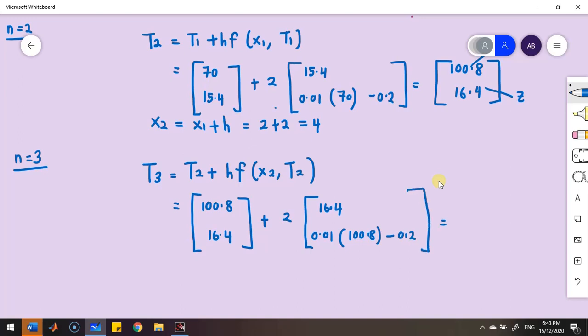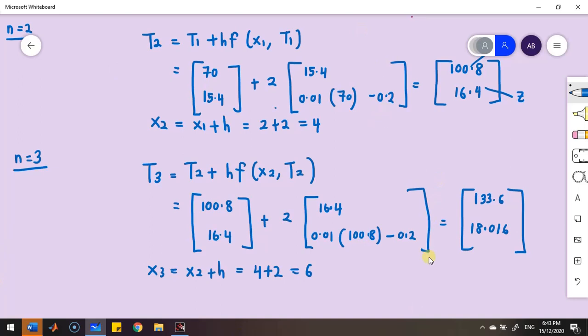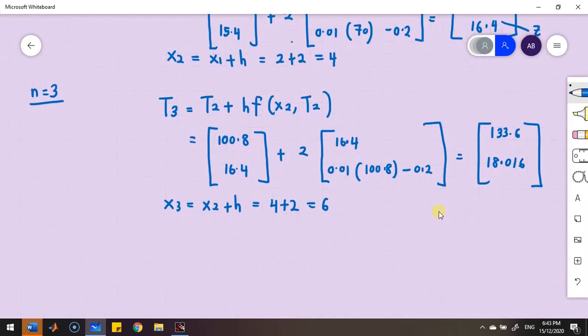Okay, so use your calculator. You should get 133.6 for the first value of T, and then the value of Z should be 18.016. Okay, so x3 is equal to x2 plus h, which is 4 plus 2 equals 6. Okay, we need 2 more iterations. So keep going. When n equals 4, I have T4 equals T3 plus h f of x3, T3.